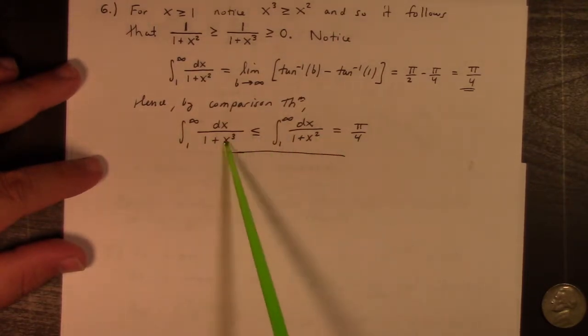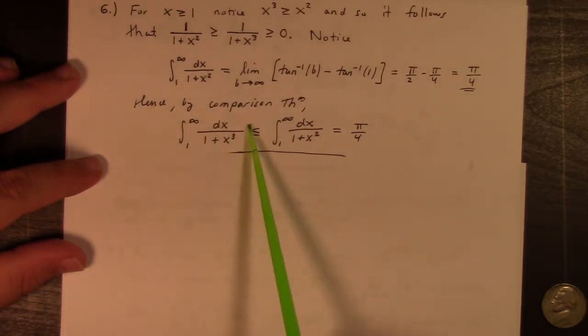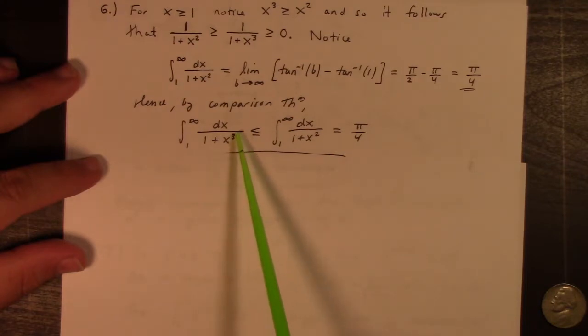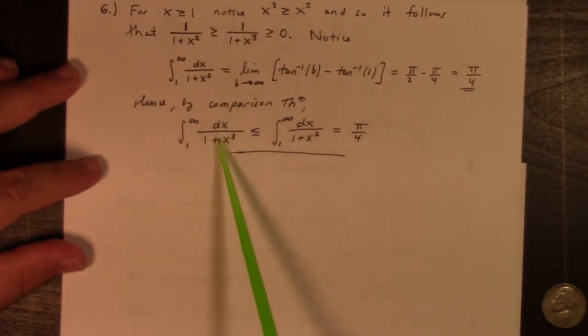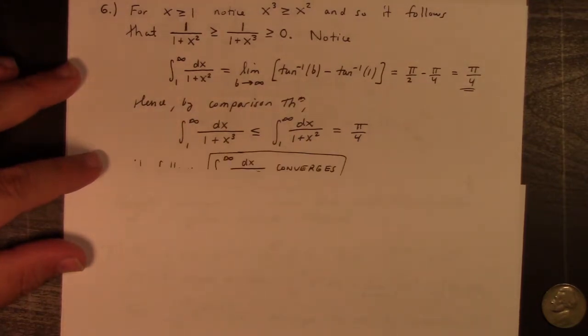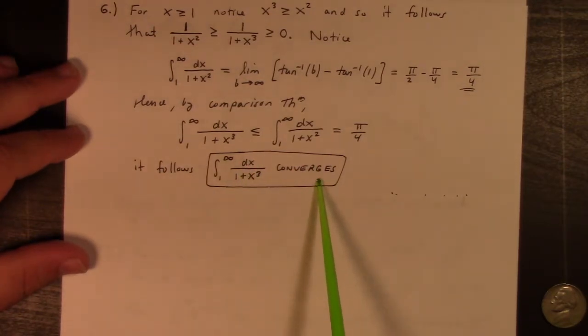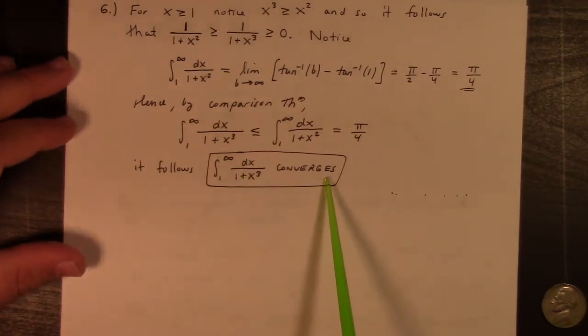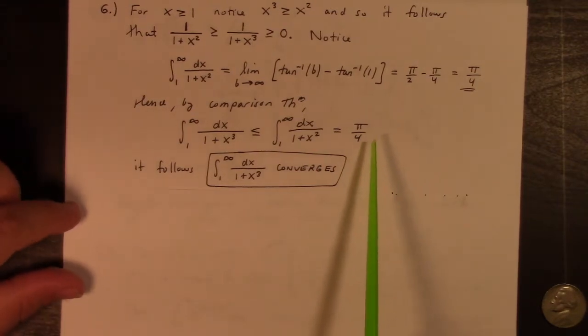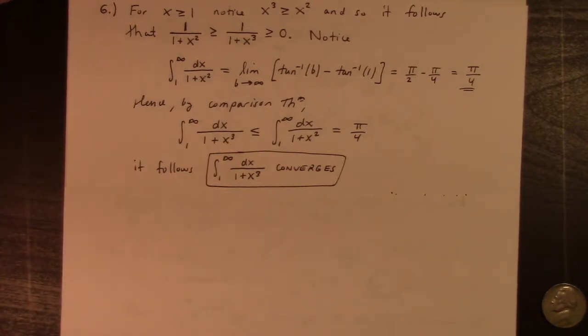Now I don't know exactly what it converges to, and sometimes I don't care. It's enough to find out that it converges, and that's what this comparison theorem does for us. It tells us that the integral of dx over 1 plus x cubed is less than pi over 4. And that's good news. That means it does not diverge, it converges. All I can really say, though, is that this integral converges, right? Well, okay, fine. I can say a little bit more. I can say it converges to some number less than pi over 4. And that's the comparison theorem.